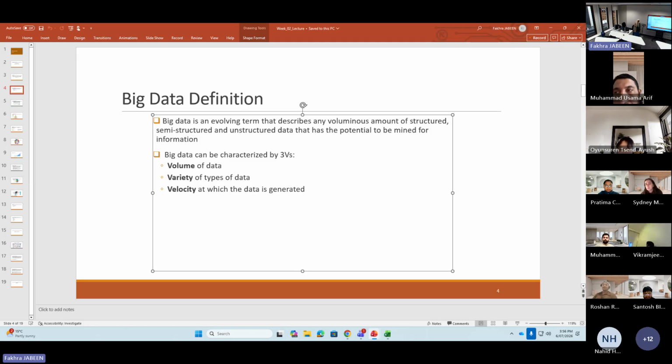Even within time, is it monthly? Is it trimester, like 3 trimesters in a year? Or is it every month or weekly data? So what is the velocity of data being updated?